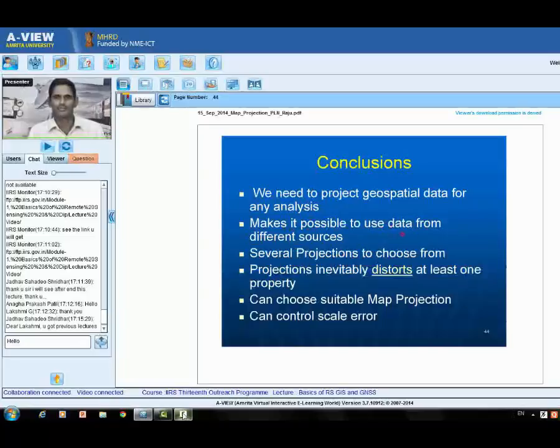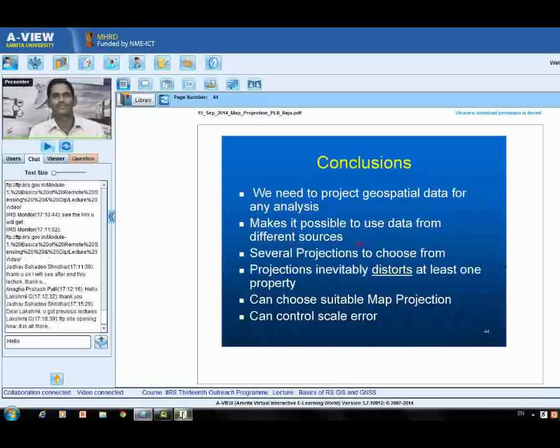It makes it possible to use data from different sources. As I mentioned in my initial lecture, if you want to use different maps, you have to bring them into a standard framework. What is the datum? What is the projection to be used? There are several projections to choose from, maybe 500 plus, but you can choose any one that is required for you.